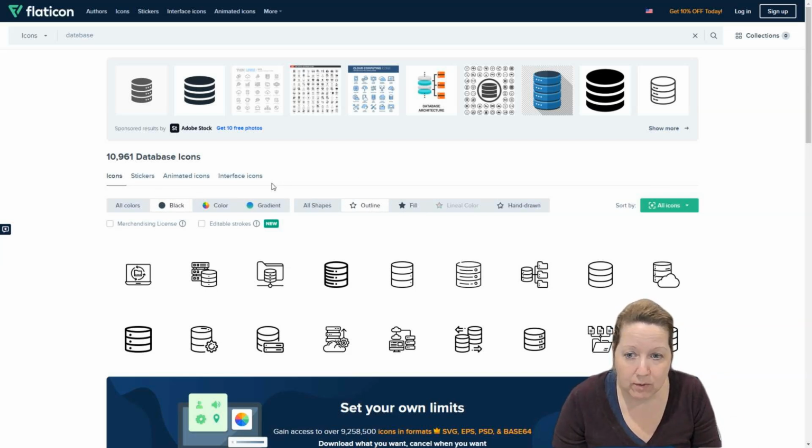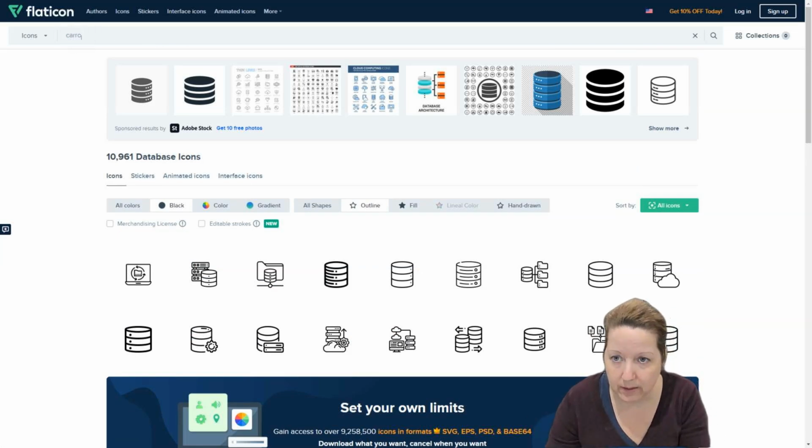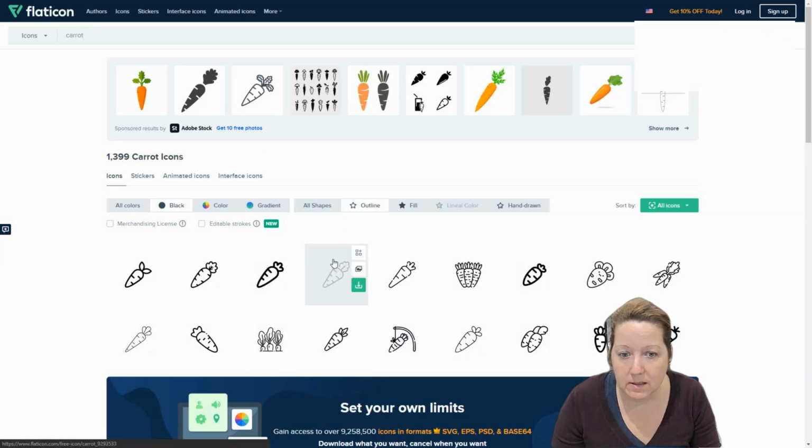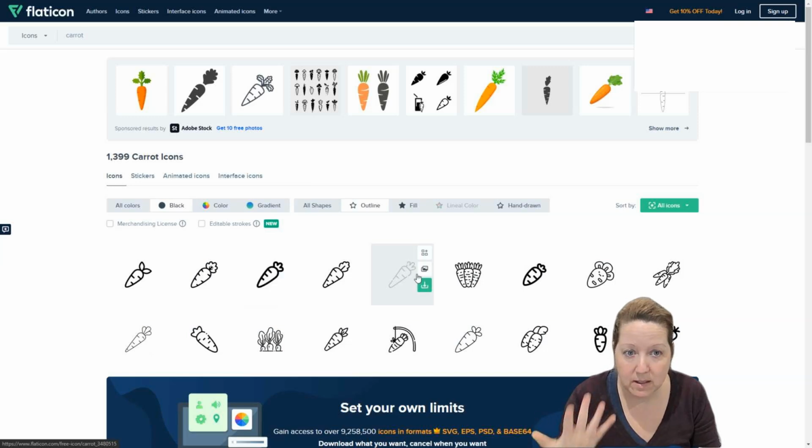And then I like to look for stuff. So in this case, I looked for the word database. You can look for anything. Like I'm going to look for carrot, right? Just for my previous example. And you'll see most of these things look like someone's idea of a carrot.